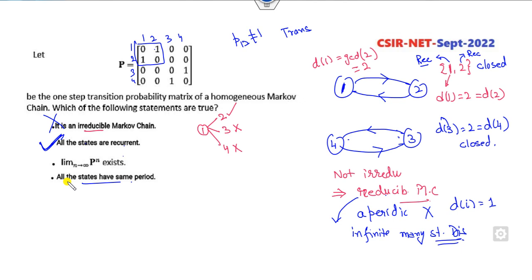'Limit exists.' That's the wrong option because there are infinitely many stationary distributions. So clearly, when it has infinitely many distributions, then definitely the limiting value does not exist, because sometimes it is 1 by 2, next time it may be 1 by 3. It has infinitely many cases. So the limit does not exist. So the right answers are B and D.